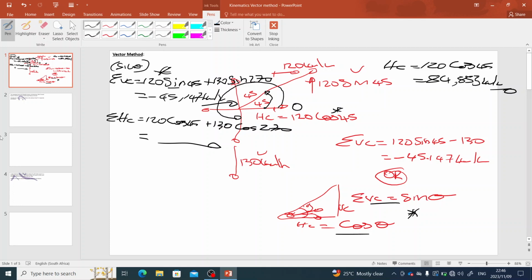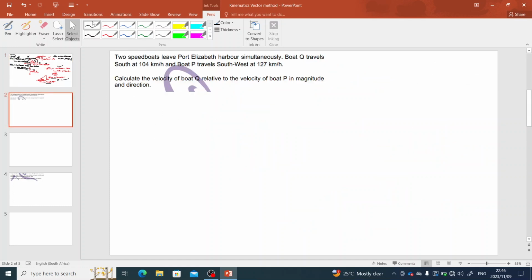Your answer is exactly the same. It is 84,8, is it 853 kilometers per hour, would be the same. Now, it's up to you if you want to use the resolving method, or you want to use what I normally call the vector method. Okay, now let's do the application of this on this equation here.